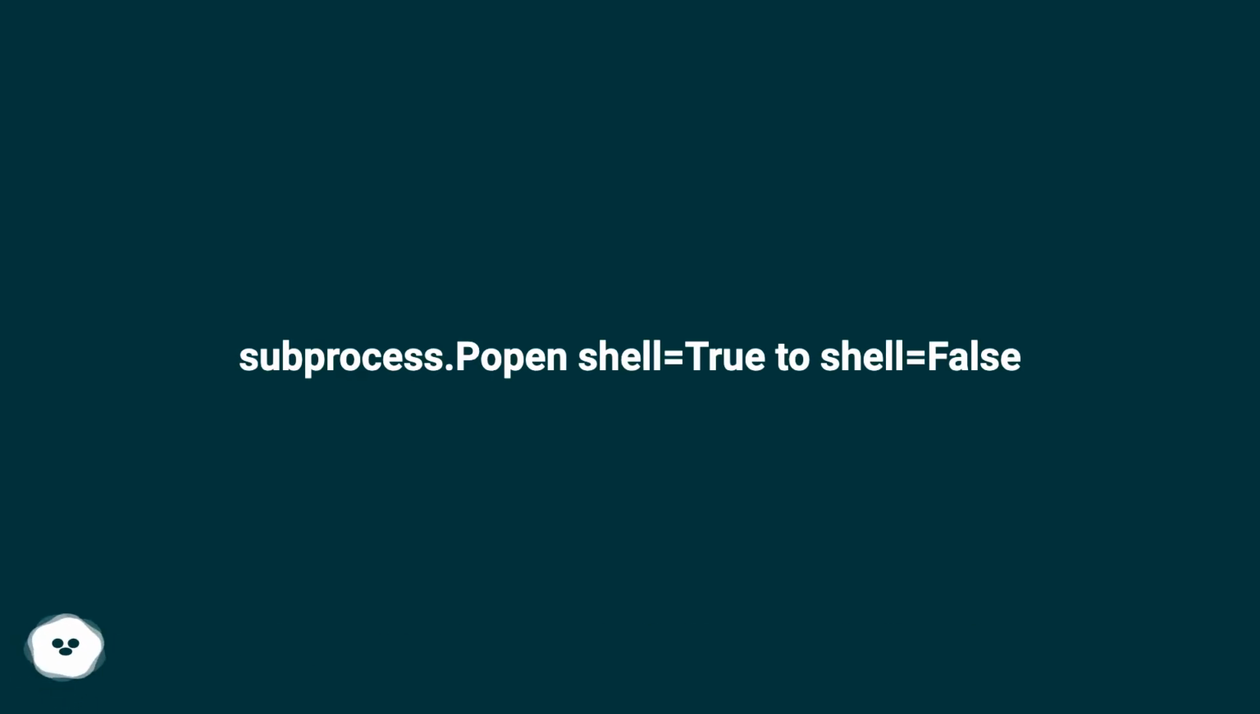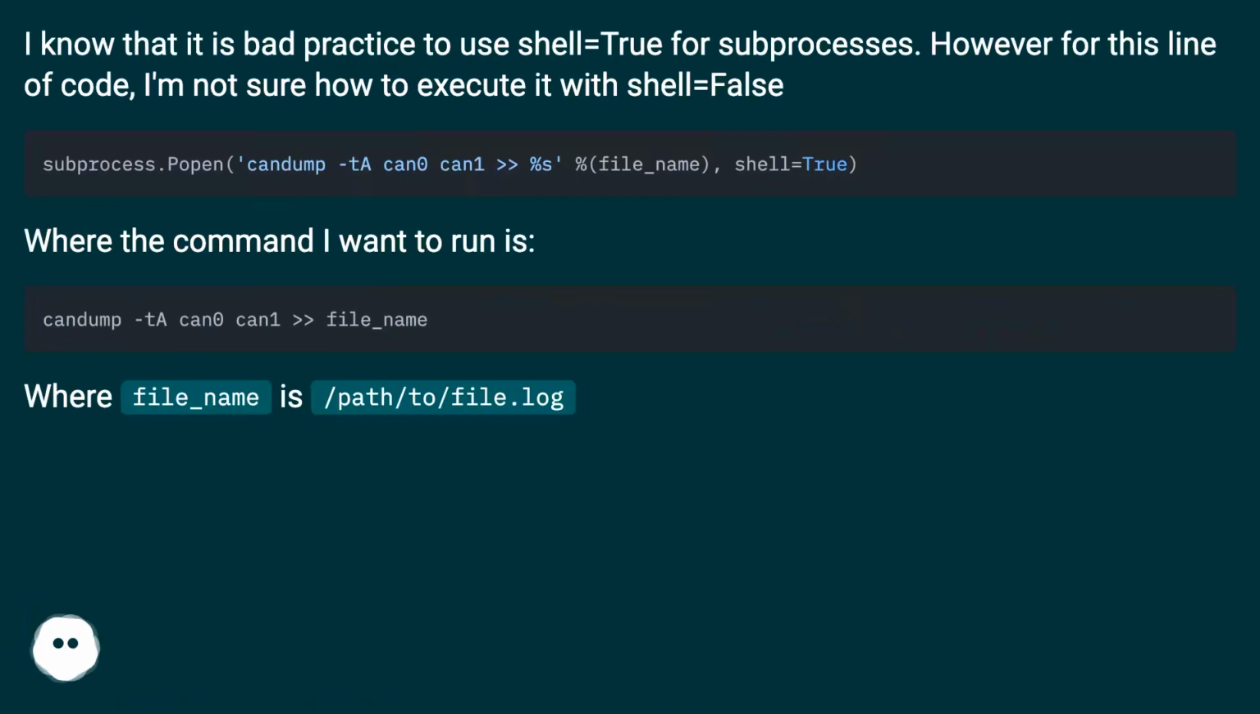subprocess.Popen shell equals true to shell equals false. I know that it is bad practice to use shell equals true for subprocesses. However, for this line of code, I'm not sure how to execute it with shell equals false. Where the command I want to run is where file_name is /path/to/file.log.